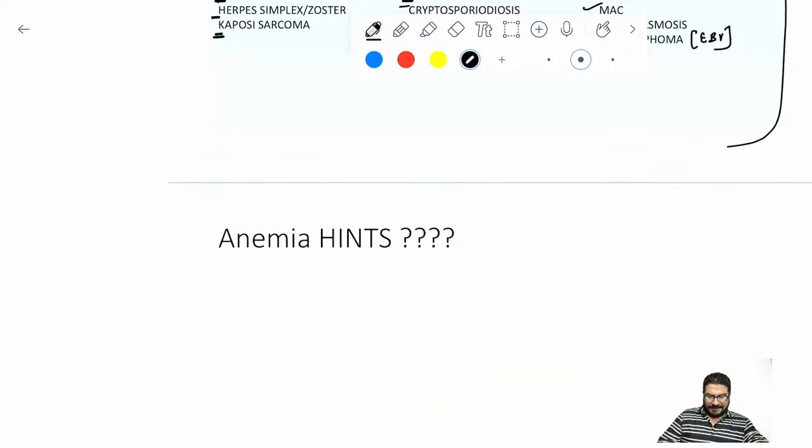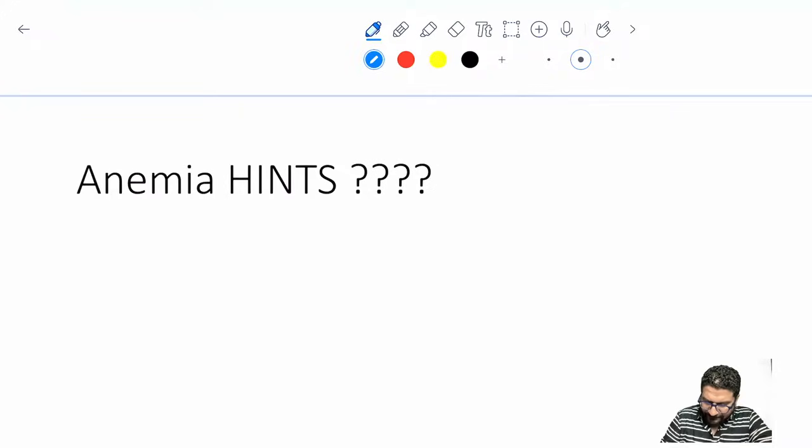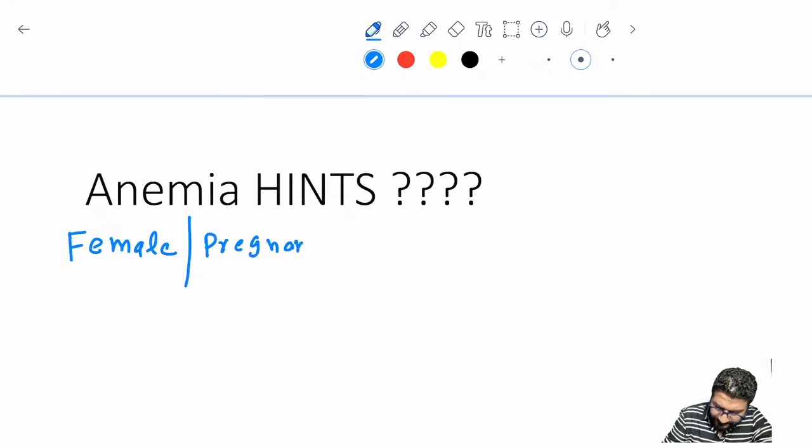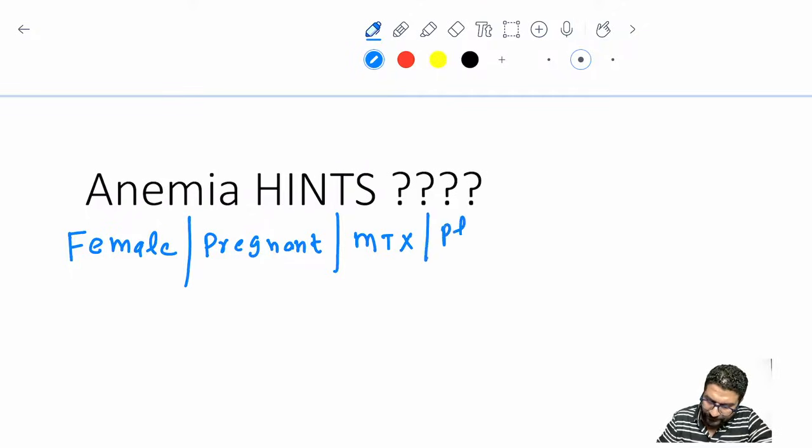Okay, now moving to all the hints in anemia, meaning they will give you a clinical case of anemia. So what are all the hints which you have to remember? Let me elaborate a few hints here. Starting, they will give you a female patient in exam. Then with this female patient, more chance she is pregnant, or she is taking certain drugs. These drugs they will give you in the option: methotrexate, I'm writing in short MTX, or they can give you in the option phenytoin, methotrexate, phenytoin.